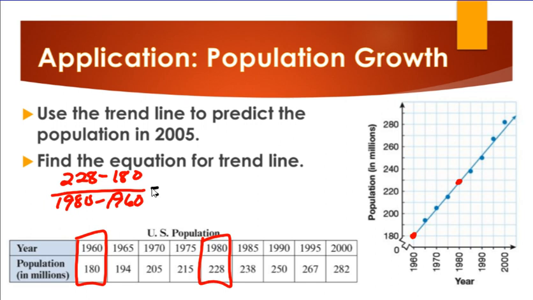So we can simplify this. So 228 minus 180 gives us 48. 1980 minus 1960 would be 20. You can simplify this by dividing by 4. This would give us 12 over 5. And we would just put that as a decimal. That's a 2.4. And then the equation, we'll use the slope formula or the point slope.